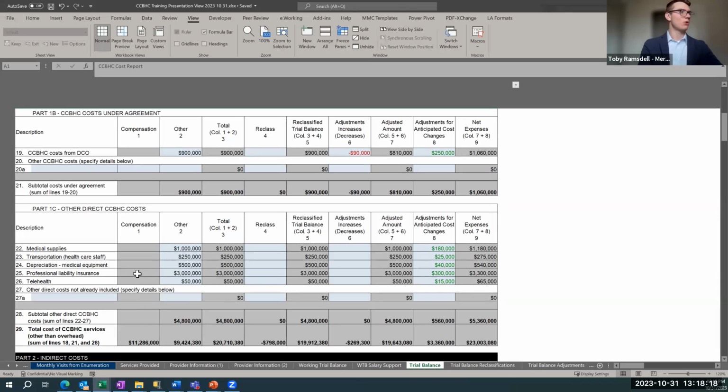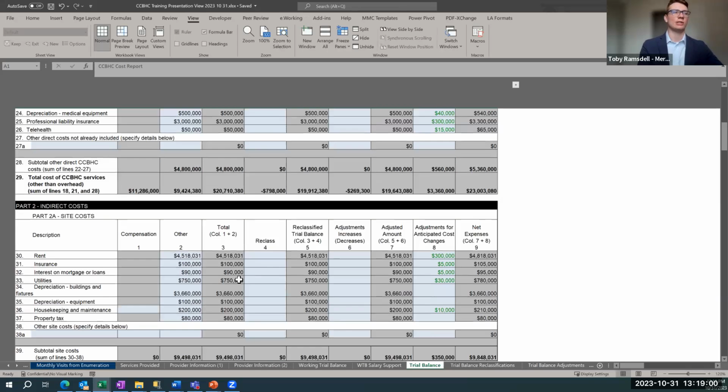All right, so additional costs, part 1C of the trial balance, captures other direct costs such as supplies, healthcare staff, transportation, telehealth, professional liability insurance, and so on. I think this is all pretty straightforward and aligns with what we've walked through so far. But just note that there may need to be some reclassifications here, as professional liability insurance or telehealth, for example, may also be provided for non-CCBHC services. So make sure those costs are properly allocated between CCBHC and non-CCBHC.